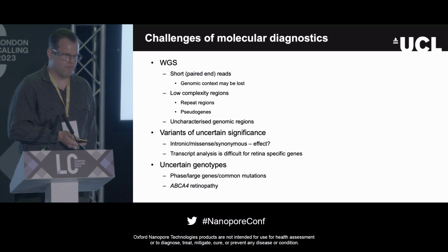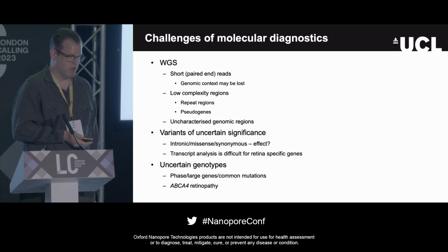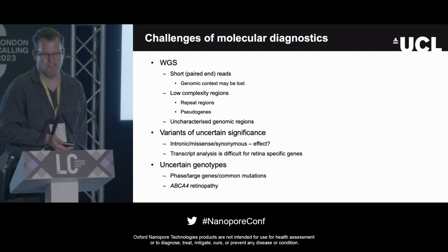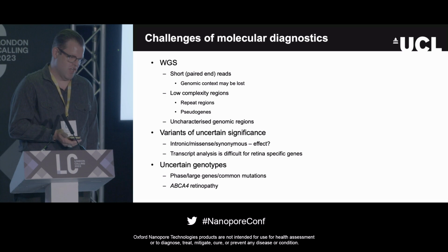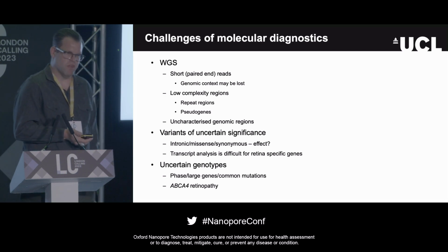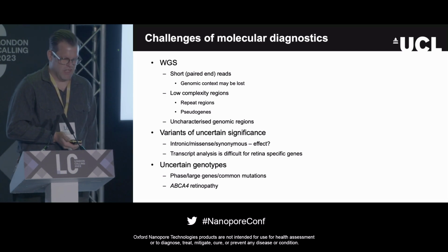Another big problem for clinical labs is that of variants of uncertain significance. VUSs are a huge problem. They represent a vast number of variants that are identified in clinical samples, and we don't know the implications of those. Are they pathogenic? Are they just benign variants that are rare? How do we better understand what these variants are doing? One group of variants that we think is going to be important are those intronic, missense, and synonymous variants that may actually be affecting splicing.